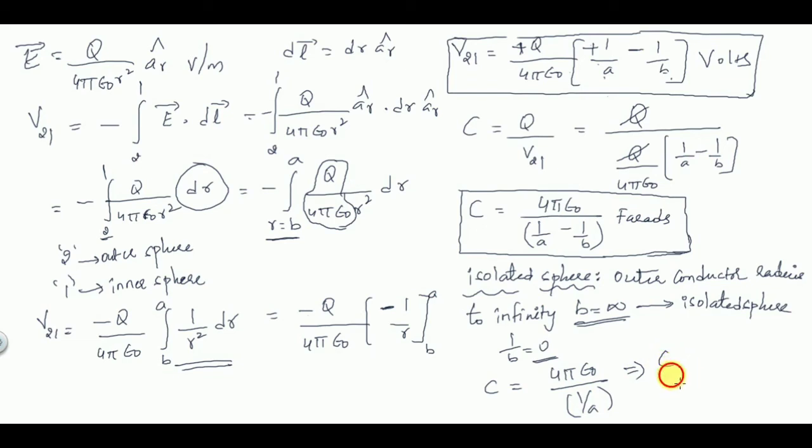Therefore, capacitance of isolated sphere is equal to 4 pi epsilon naught a. Okay, so this is the formula for capacitance in farads of an isolated sphere. C is equal to 4 pi epsilon naught a.